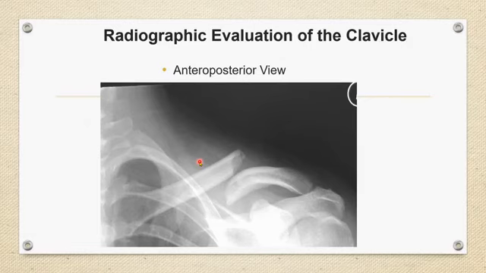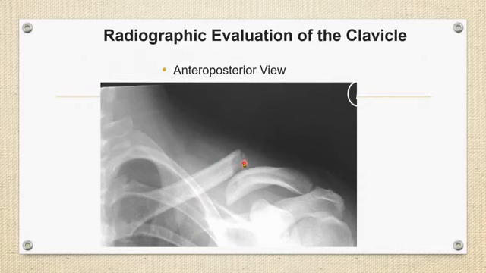So that is the thing. In this X-ray, you can see that this is the junction of the medial two-thirds and lateral one-third, and definitely this fracture is a displaced fracture. This displacement causes the deformity in clavicle fracture that I have told you about. So why does this deformity occur? This is due to the action of the muscles.